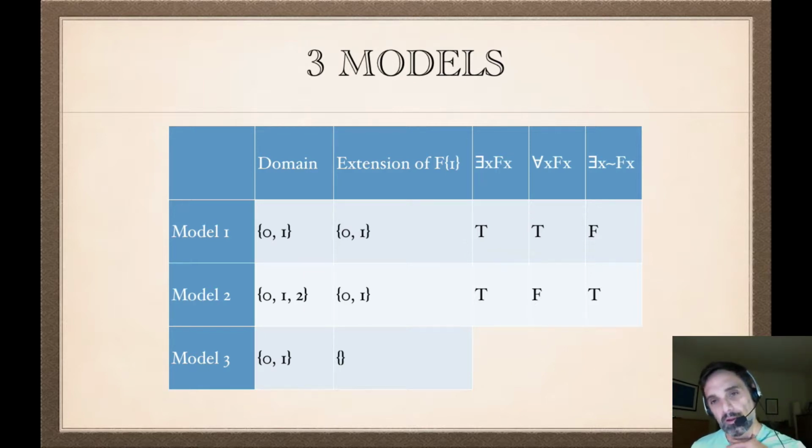So, is something F? Well, is there a thing that's in the domain that's also in the extension of F? No. 0 is in the domain but not in the extension of F. 1 is in the domain but not in the extension of F. And nothing else is in the domain. So some x Fx is false. Nothing is F. And for the same reason, all x Fx is false.